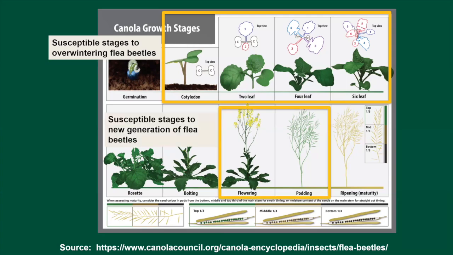And then for that new generation that comes out in the middle of summer, that can feed on the flowering, usually it's late flowering to the podding stage. They typically do not cause yield loss. The populations need to be extremely high. You have to have close to 300 beetles per plant to see any yield loss because they typically feed at the top of the canola pods, and the bottom canola pods are where you get your highest yield from.